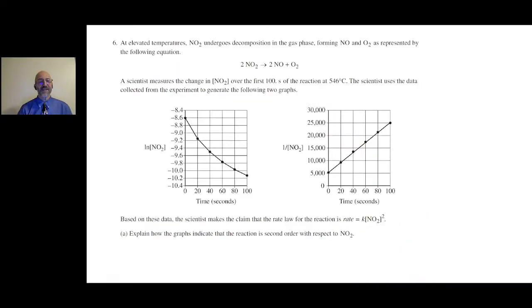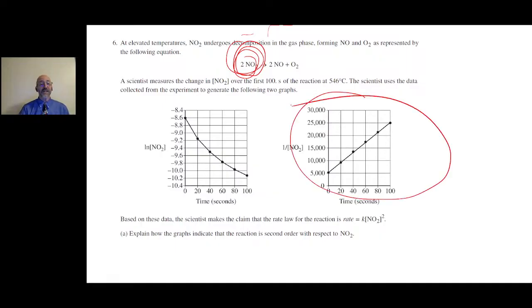Okay, this is question 6. Looks like we have natural log of concentration versus time, and then we have 1 over concentration versus time. I like that graph on the right because it is linear. Explain how the graphs indicate that the reaction is second order. Okay, it's not about this. That's not why it's second order. It's because of this graph that is linear. So plot of 1 over concentration versus time.